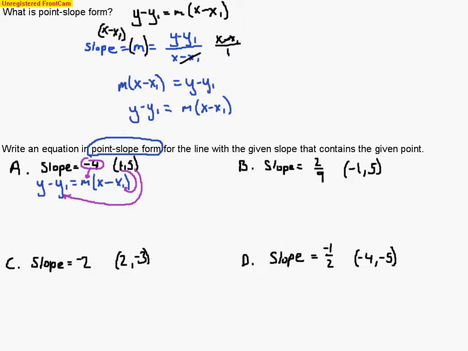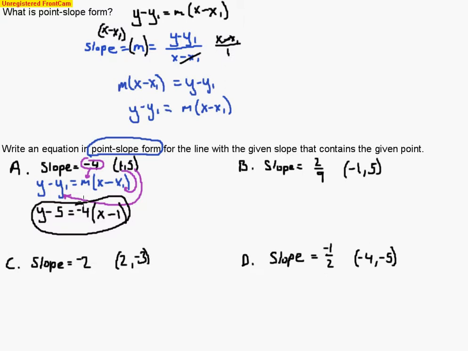So from there, we can go ahead and rewrite what we've got. We've got a y minus, and then I put the 5 in place of the y1, equals m, but instead of m, we're going to write negative 4. And then I just write x minus, and then in place of x1, we put 1. And that's it. That is the equation in the point-slope form.